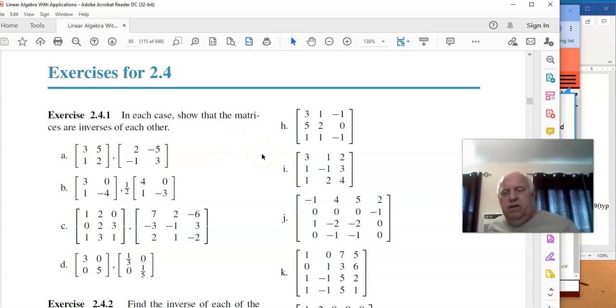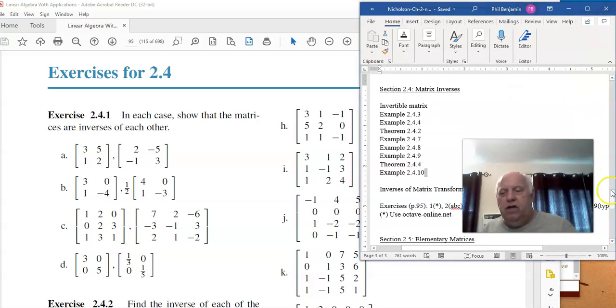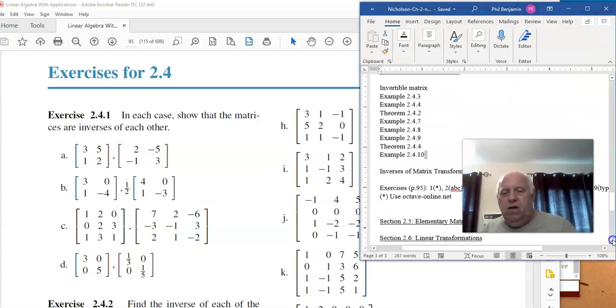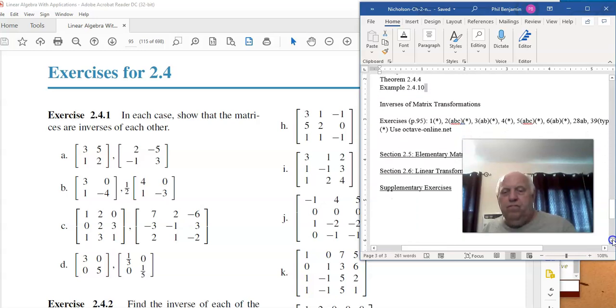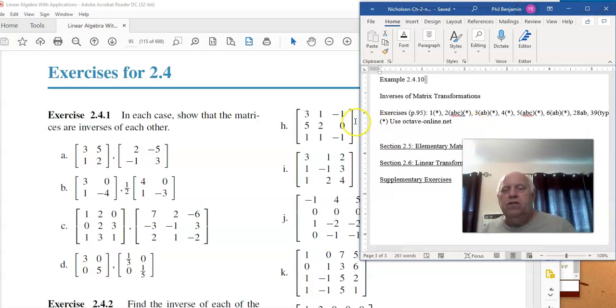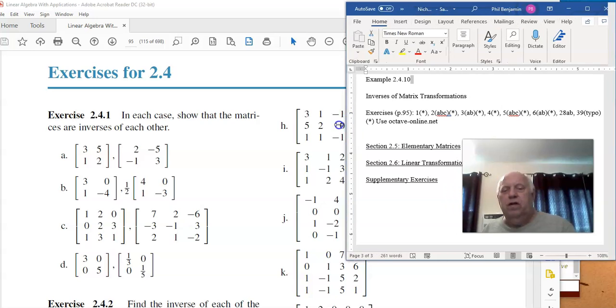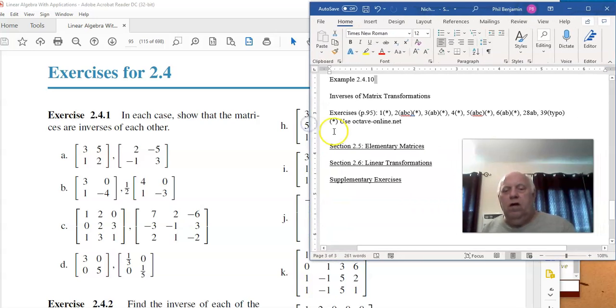Exercises, just what you wanted. Okay, so let's look at some of the exercises. I put this over here. Okay, so here's your homework for section 2.4. And almost, not every problem, but almost every problem, you just throw it into Octave Online and get your answer. So let's do a couple of them together.